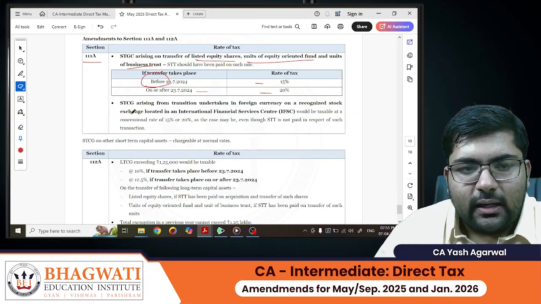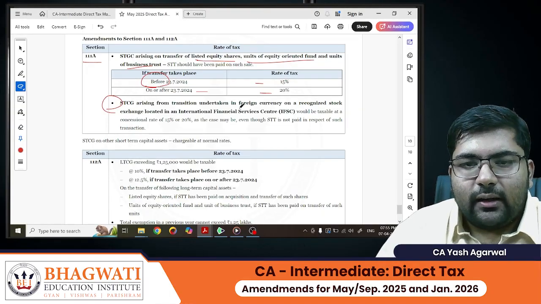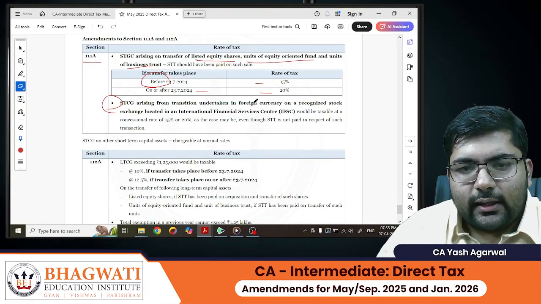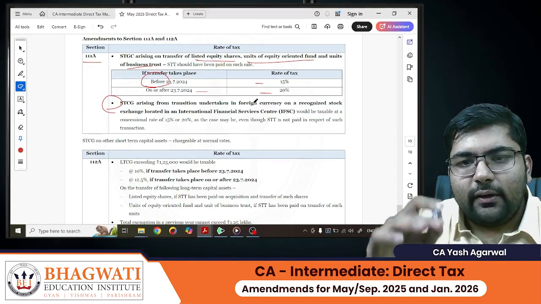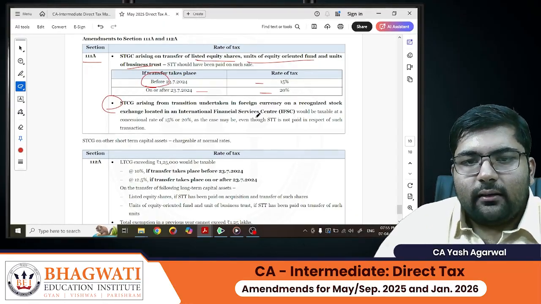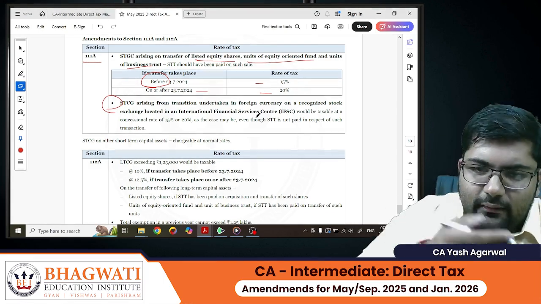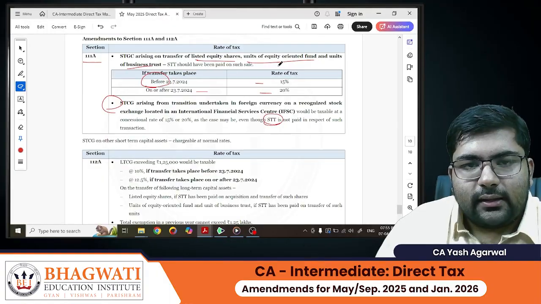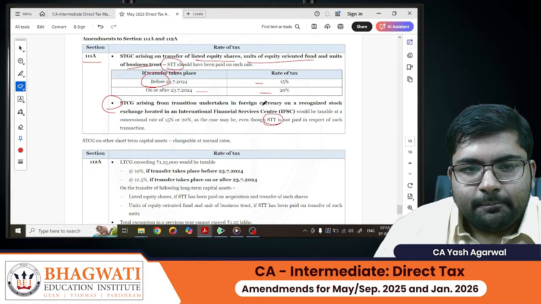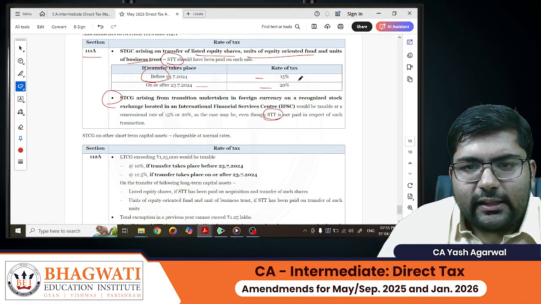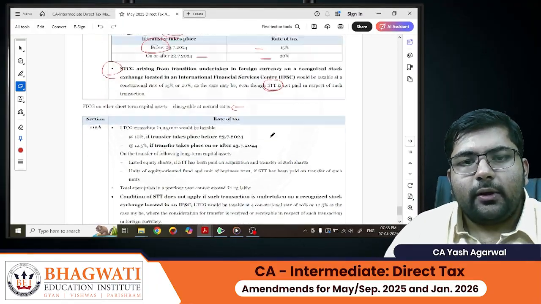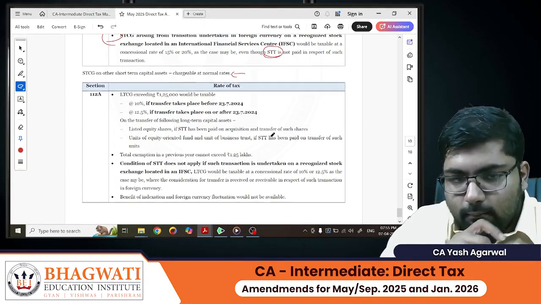The condition is the same, that the transfer takes place on a recognized stock exchange, and in IFSC, money is being received in foreign currency. Even so, the rate of tax would be 15 or 20%, even if STT is not paid on the transfer, because here you have the condition mentioned. In 111A, only the rates of tax change. STCG on all other items remains the same. It will be on normal slab rates, normal rates of tax. No changes there.